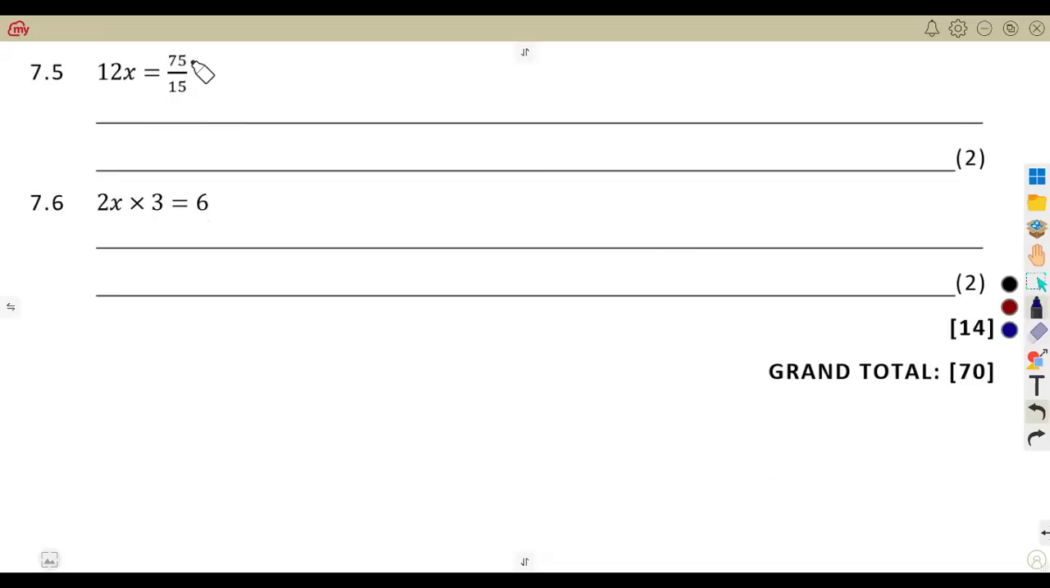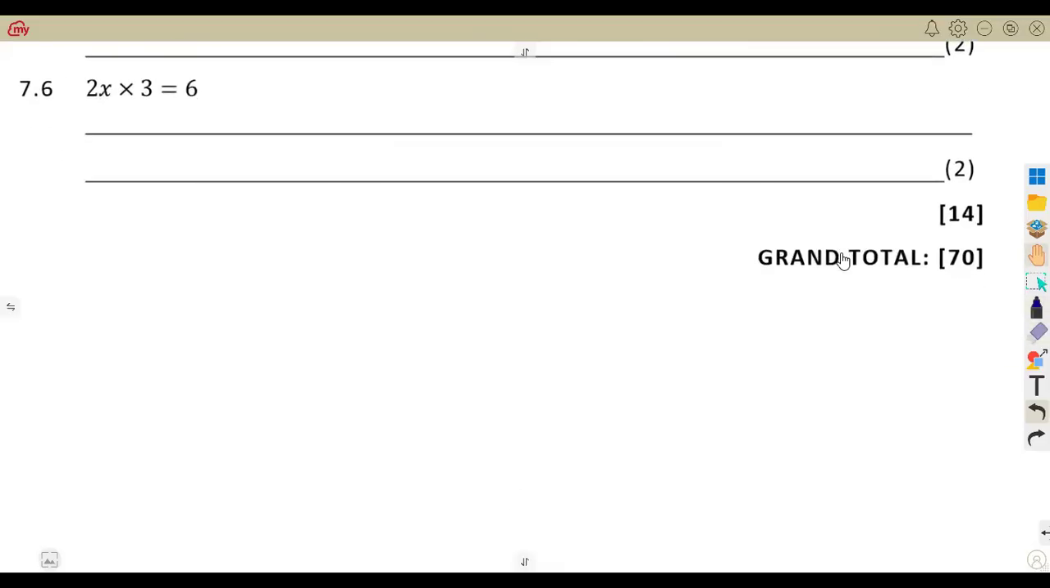12x is equal to 75 over 15. So there we can simply divide 75 by 15, which is going to give us a 5. Then 12x, that's a product. So how do you find the value of x? You have to divide by 12, using the multiplicative inverse. Our x was going to be what? 5 over 12. So it will be a fraction as it is, 5 over 12.